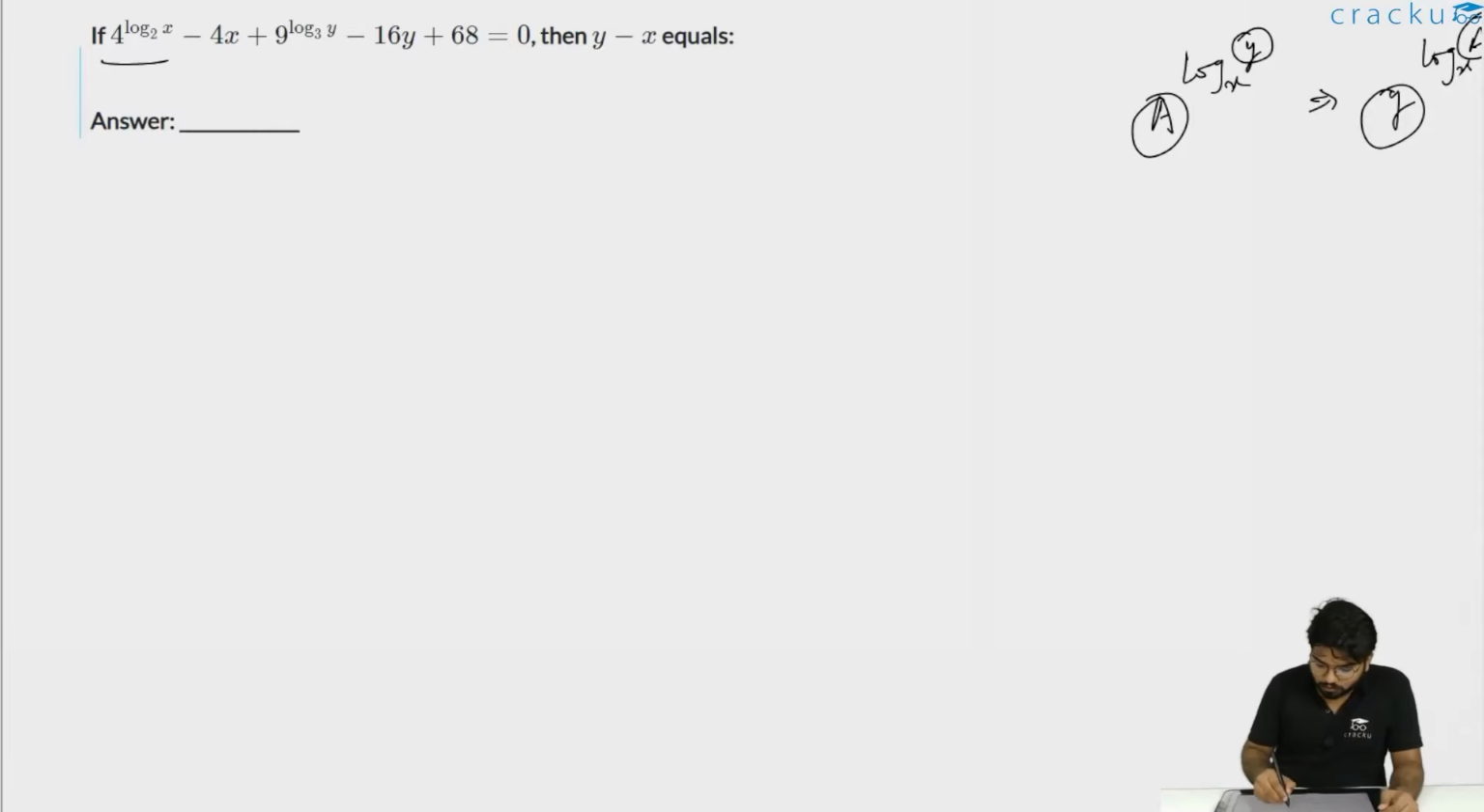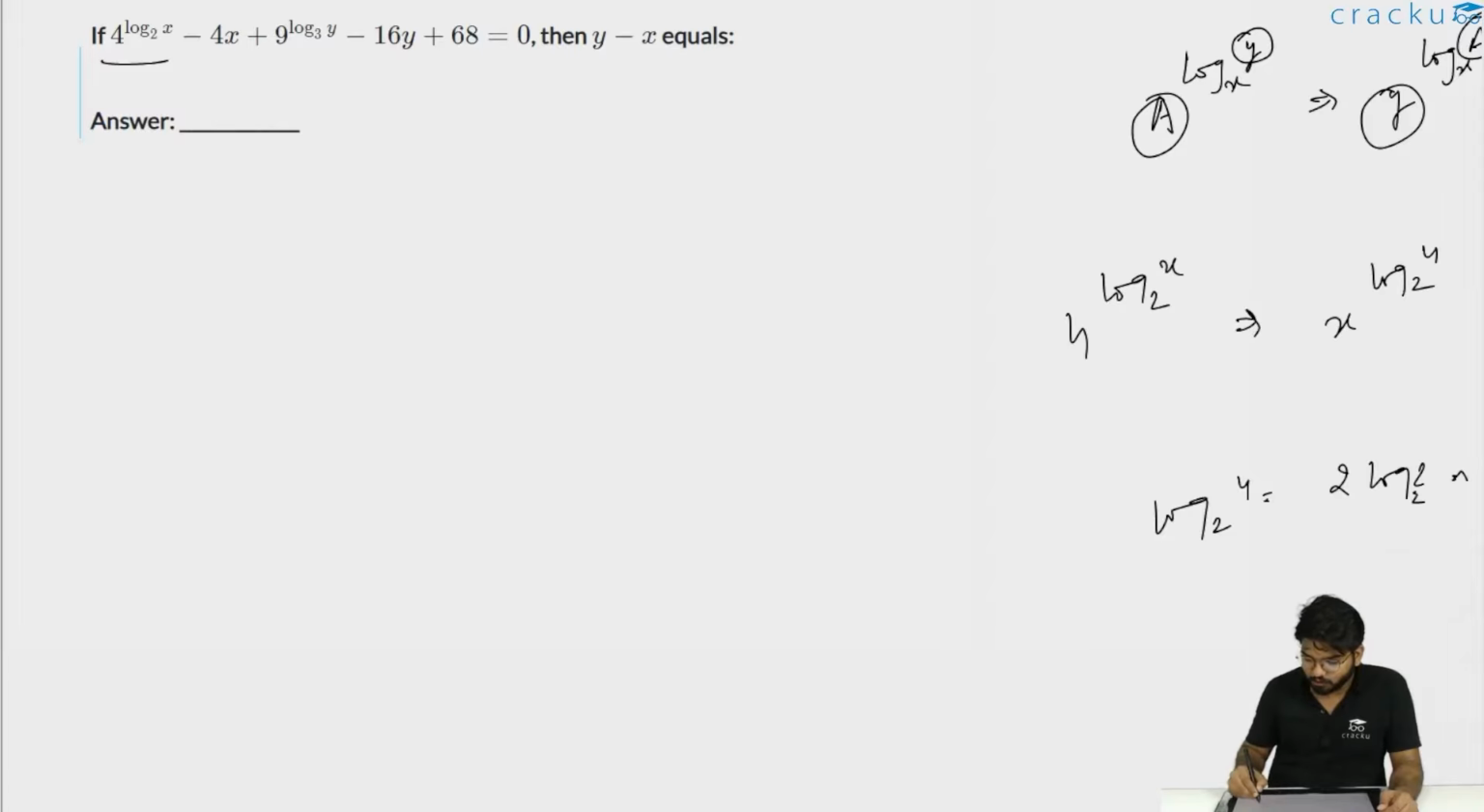We have 4 raised to log x with base 2. We can write this as x raised to log 4 with base 2. Log 4 with base 2 is nothing but 2 log 2, and this will be 2.